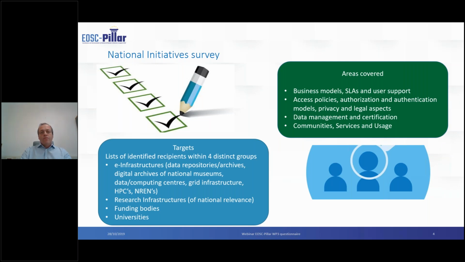We identified four targets, four large respondent groups. One which we labeled e-infrastructures, which you can more easily read as service. Whether it is a data repository, data archive, or a computing center, or a grid infrastructure, they all fall in this category. The other one is research infrastructures, at least of national relevance, or the national branch, I would say, of a Europe-wide research infrastructure.